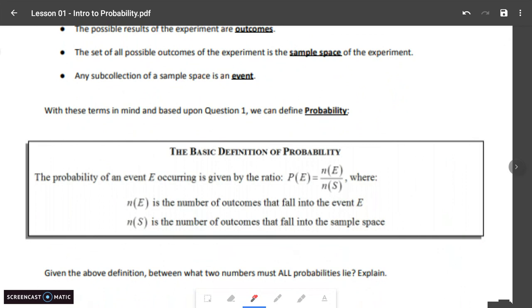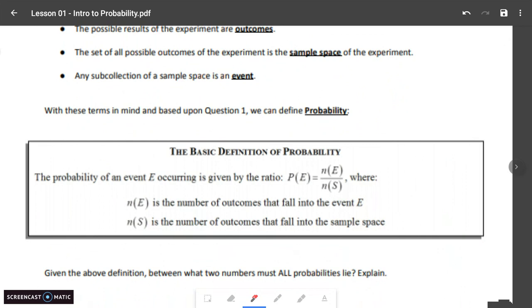Now, when we make a definition here, the probability of an event E occurring is given by the ratio P of E equals N of E over N of S. That capital P is the probability. Probability is always going to be a fraction, a decimal, or a percentage, because N of E is the number of outcomes that fall into the event, and N of S is the number of outcomes that fall into the sample space. So basically, whatever my sample space is, that's my total.